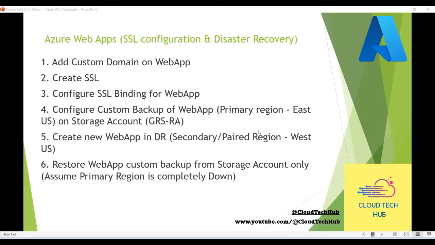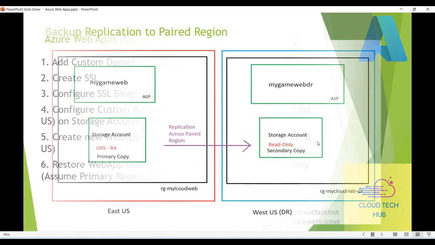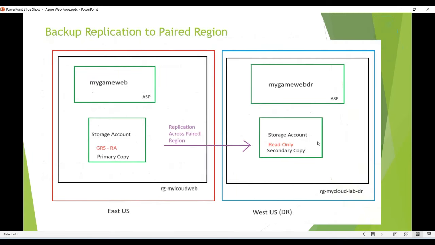Before doing that, I want to explain the scenario. So as you can see in the diagram, there are two regions in our scenario. So basically primary region is East US and our DR region is West US. East US is having one app service plan with my game web that is currently up and running with the SSL certificate, and then we have one storage account. So we are going to configure the custom backup into the storage account, and then that custom backup is going to be replicated to the other region, as DR region is a read-only copy.